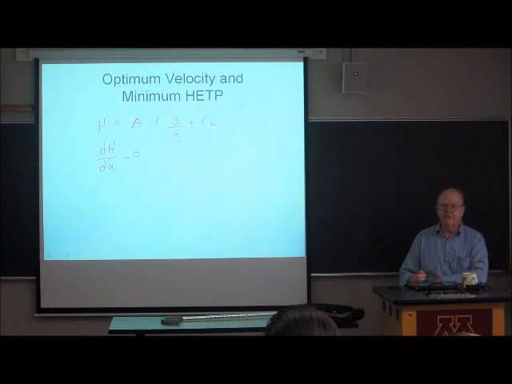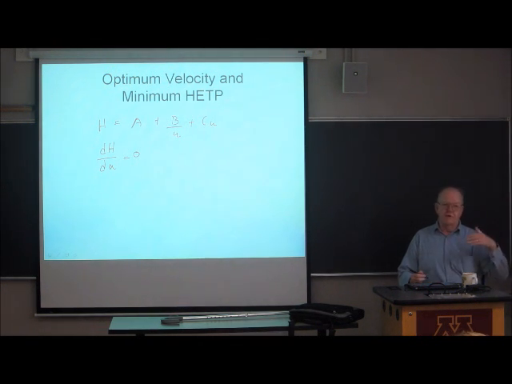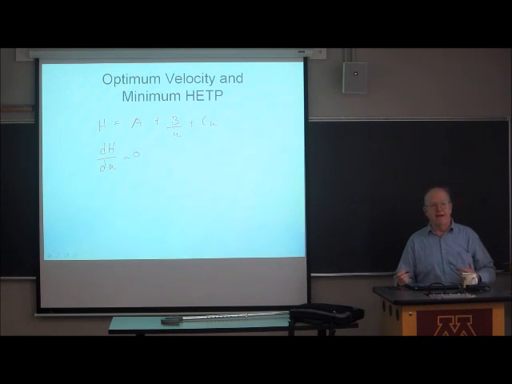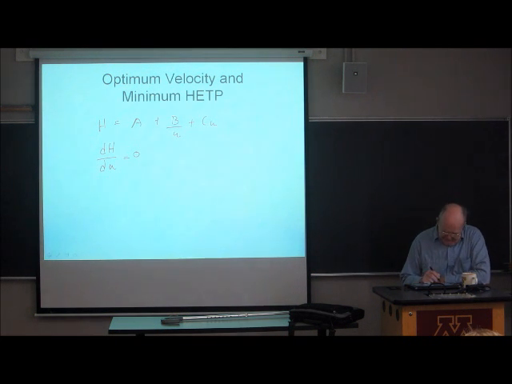And you set the slope equal to 0. The slope, of course, is 0 at either a minimum or a maximum in the curve. Well, if we differentiate this, the derivative of A, a constant, with respect to velocity is nothing. The derivative of B over U with respect to velocity is minus B over U squared. And the derivative of Cu with respect to velocity is simply C, and we set that equal to 0.